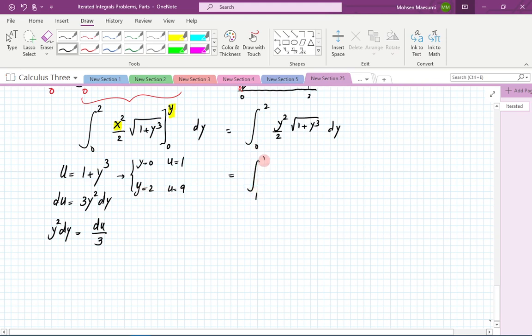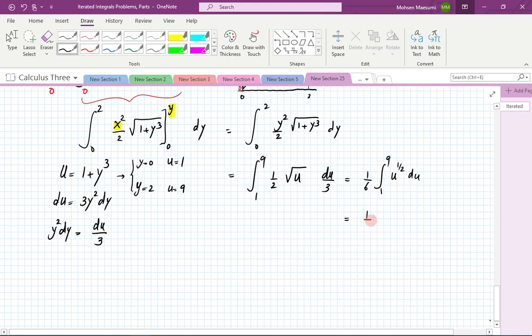We're going from 1 to 9. In u language, we're going from 1 to 9. U squared dy is going to be du third. I have a factor of 1/2, and this is a radical u. Okay, now let's clean this up. I write it as 1/6 of integral from 1 to 9 of u to the power of 1/2 du.